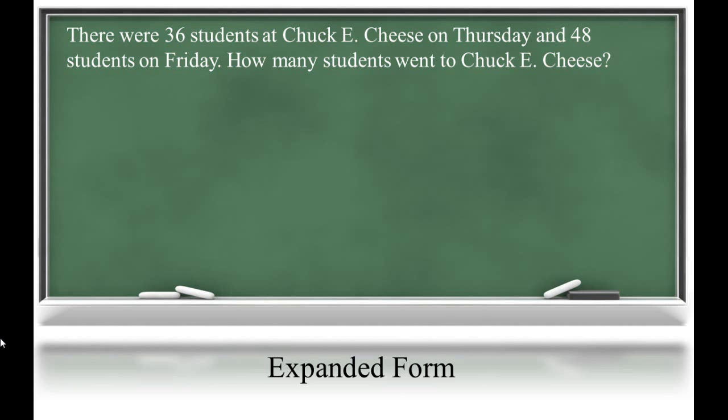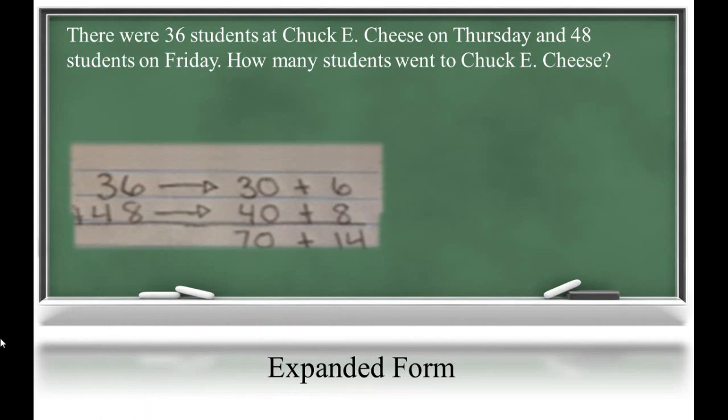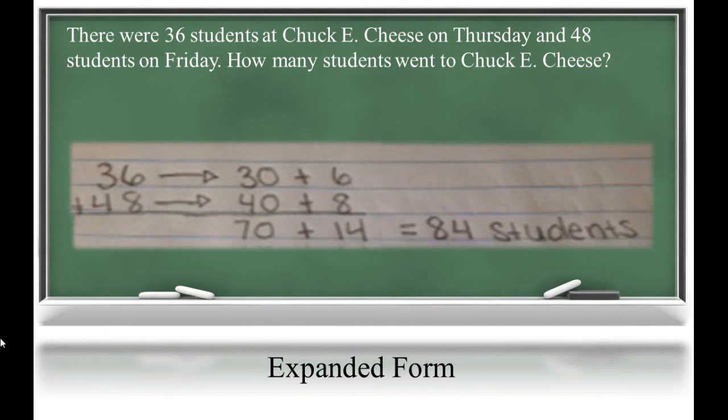First, the learner expresses the values of 36 and 48 in expanded form. Then, the learner finds the total values of the ones and the total of the tens. Finally, the learner combines the ones and tens, arriving at the sum 84.